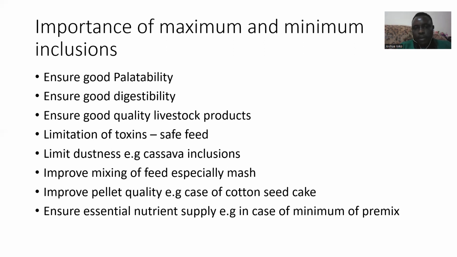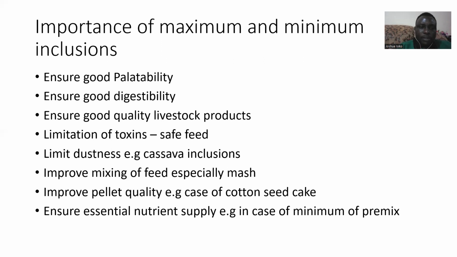And certain ingredients like cotton and also soya, they have anti-nutritional factors, which we call toxins. Even sorghum has tannin. So what we do, we limit their inclusions just because we want to make the feed as safe as possible.